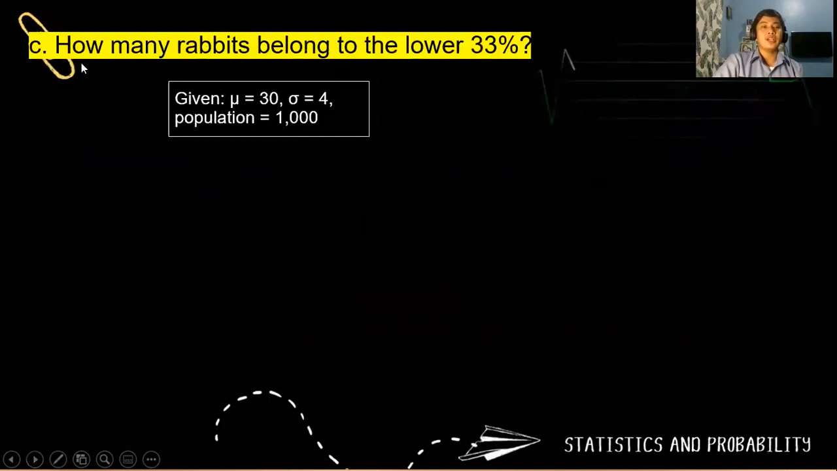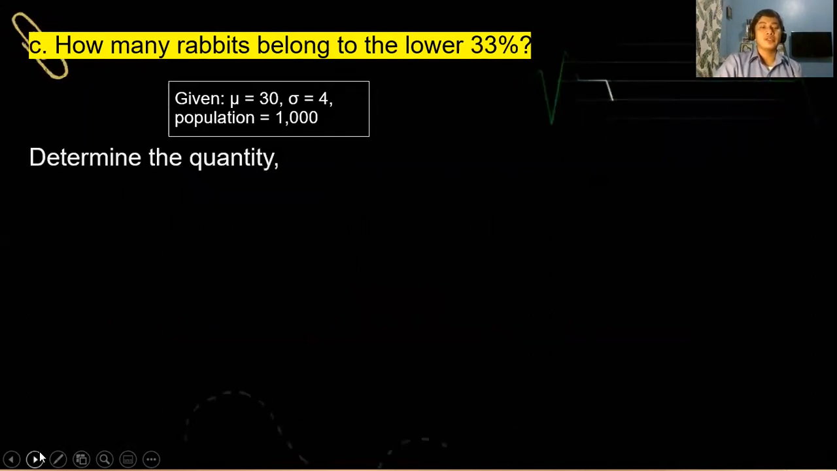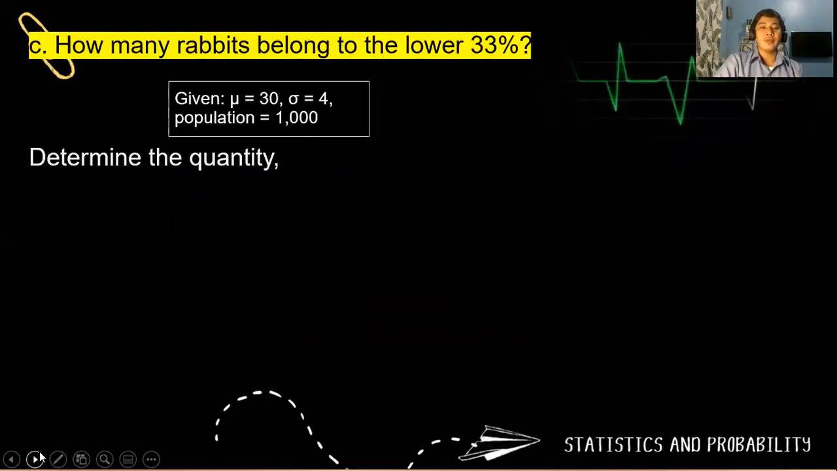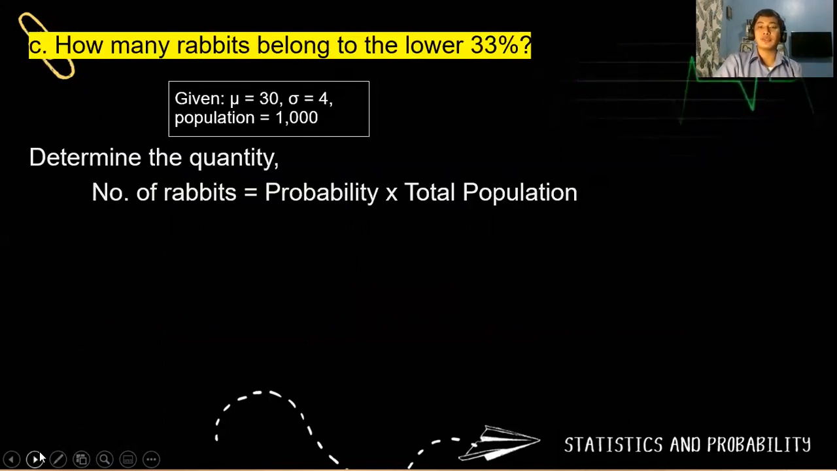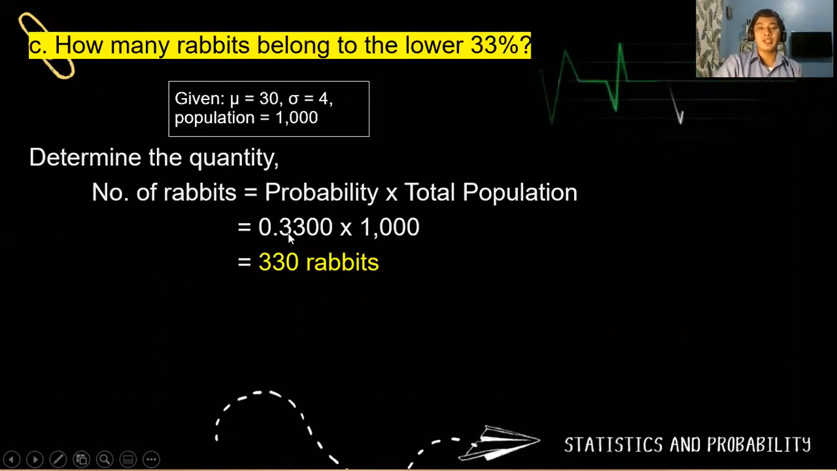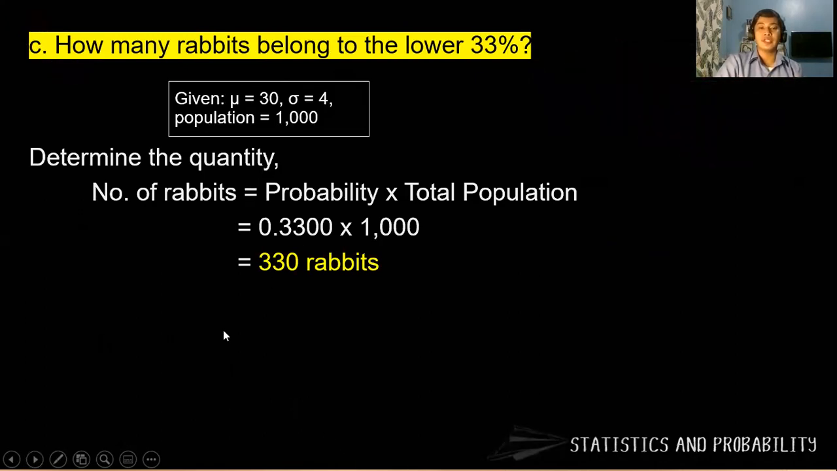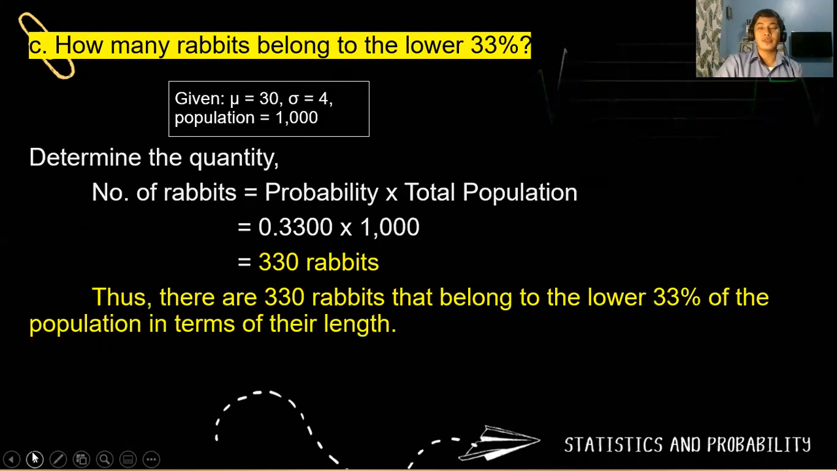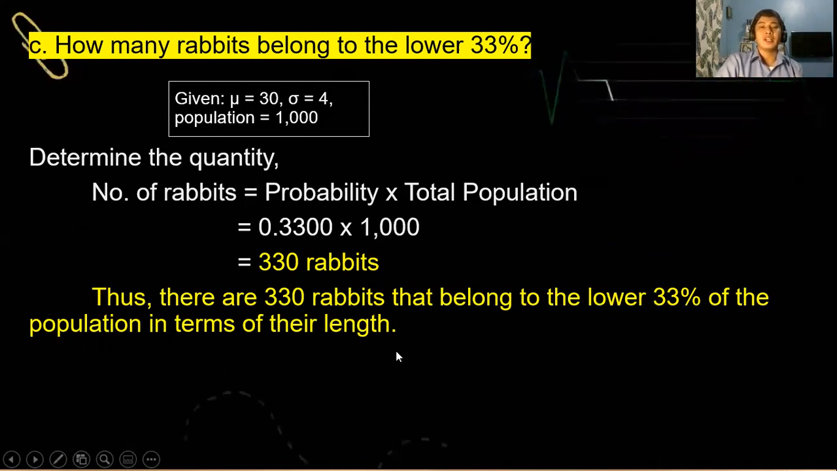Now let's answer how many rabbits belong to the lower 33%. We will be applying here the percentile. So first, we determine the quantity. The number of rabbits is equal to the probability times the total population. So the probability is 0.33 times 1,000. Of course, we move 3 decimal places. There will be 330 rabbits. So thus, there are 330 rabbits that belong to the lower 33% of the population in terms of their length.